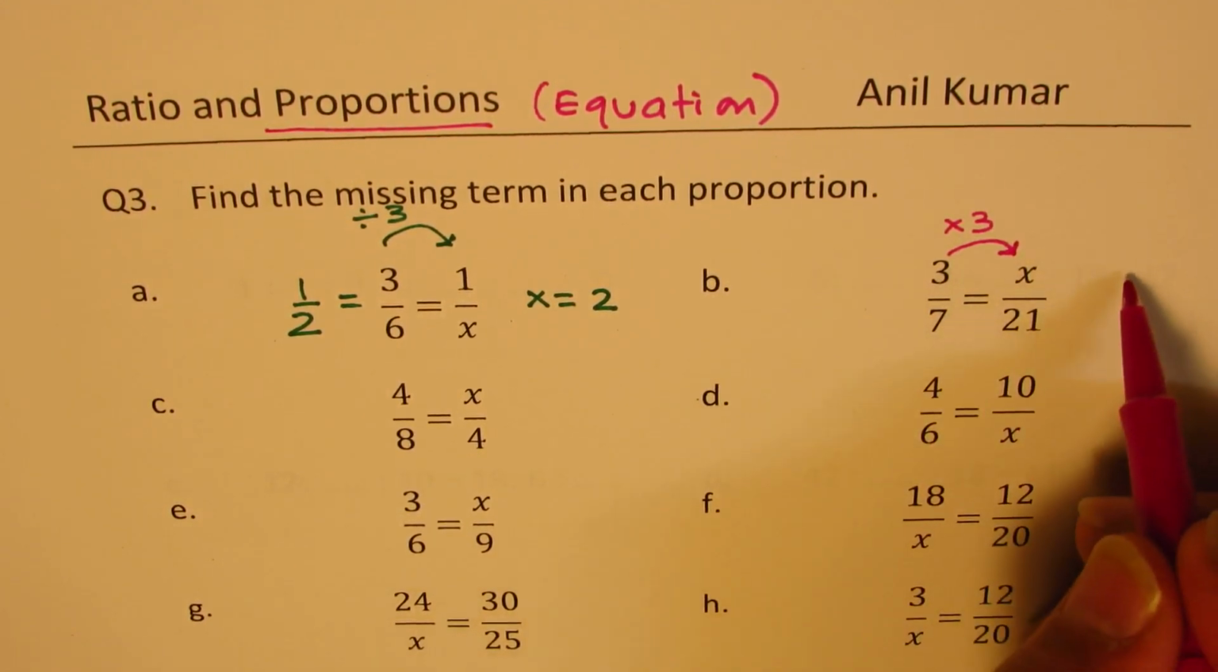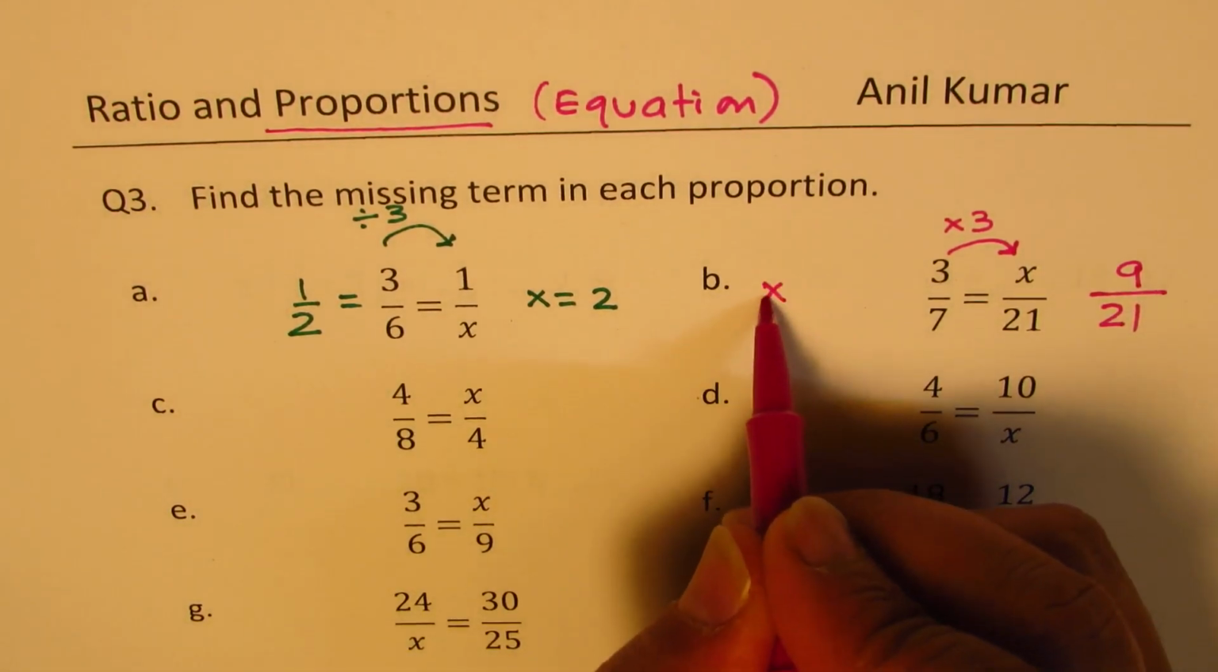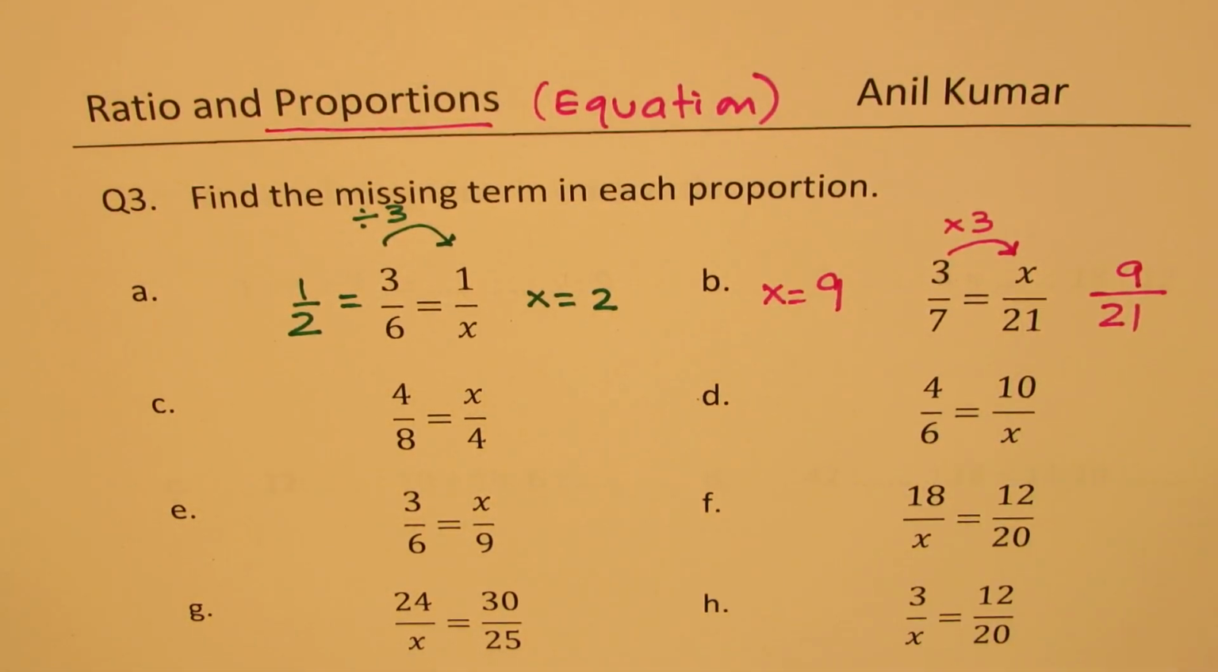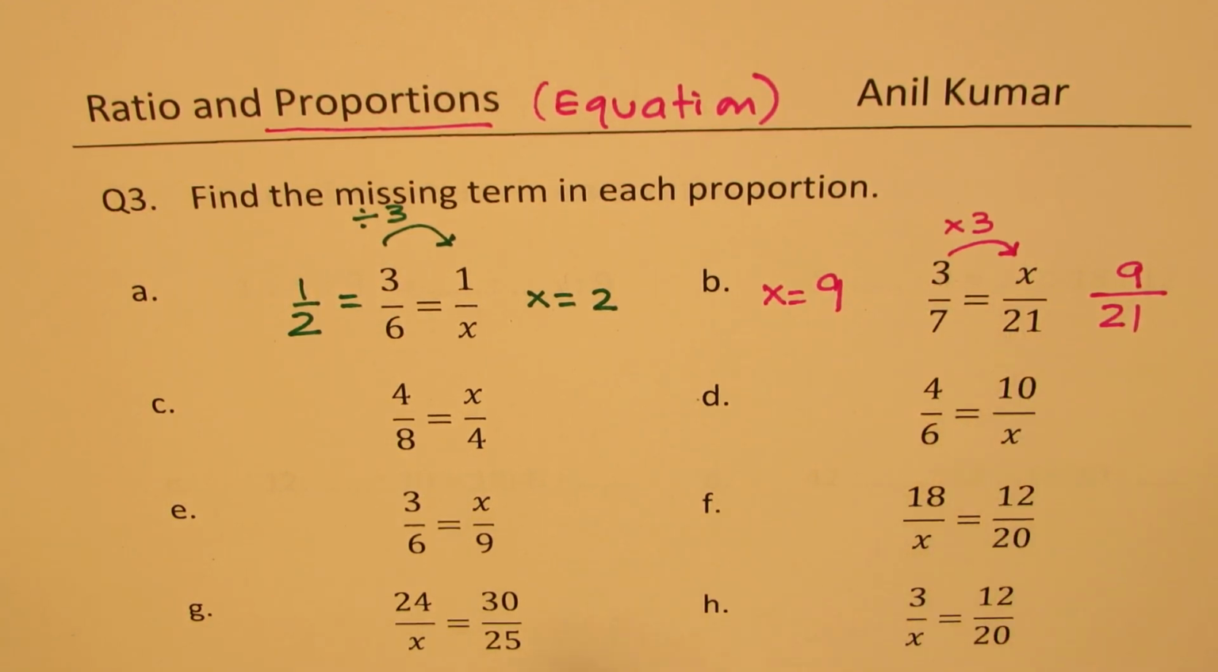So 3 times 3 is 9. So I could write this as 9 over 21. So we can say x is equal to 9. Does it make sense to you? So that is how we are going to do it. Correct? So these were straightforward, with the same number being multiplied to get the result. Now we have slightly more tricky questions. Remember, writing the simplest form, we have to do that now in the questions to follow.